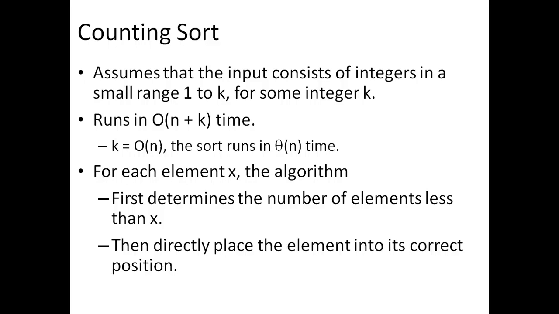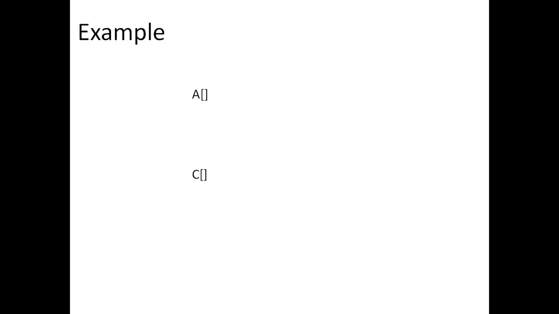The working principle of counting sort is that for each input element x, the algorithm computes the total number of elements which are less than x, and it uses this information to directly place the element x at its correct position. Let's start with an example now.